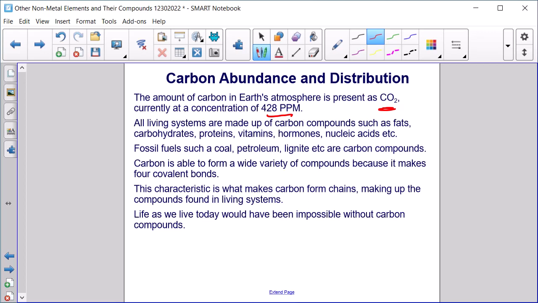are carbon compounds. Carbon is able to form a wide variety of compounds because it makes 4 covalent bonds. This characteristic is what makes carbon form chains, making up the compounds found in living systems. Life as we live today would have been impossible without carbon compounds.